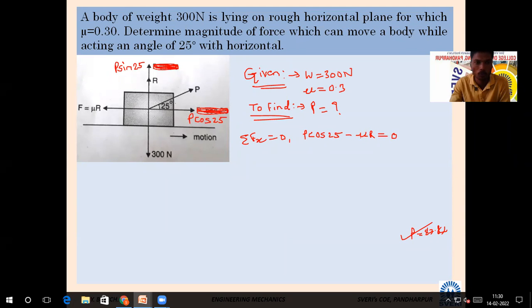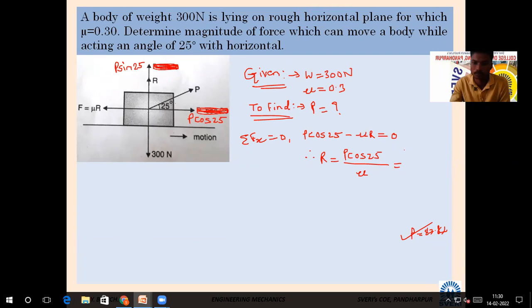So whether we are knowing mu? Yes, sir. Whether we are knowing R? No, sir. Then we can find R, no? Yes, sir. Therefore R is equal to, what will be that? Is it something like P cos 25 divided by mu? Just check. R is equal to, what is that? We do not know R yet, sir. First we will have to find that.